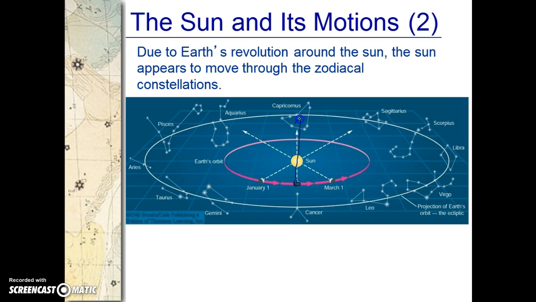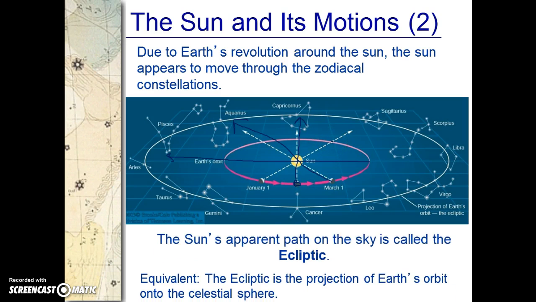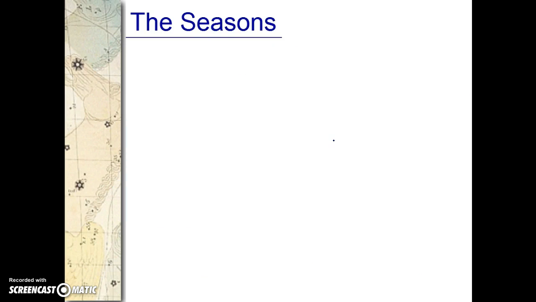We're going around the sun, and the sun is in Capricorn. So if we're here, the sun is in Aquarius. If we are here, the sun is in Pisces or Aries. Okay, so because we're moving, it looks like the sun is moving. And the sun's apparent path, or what we say it's moving, is called an ecliptic.